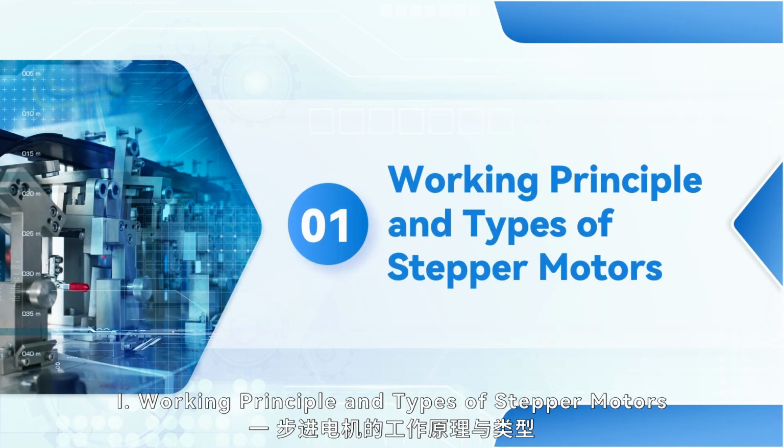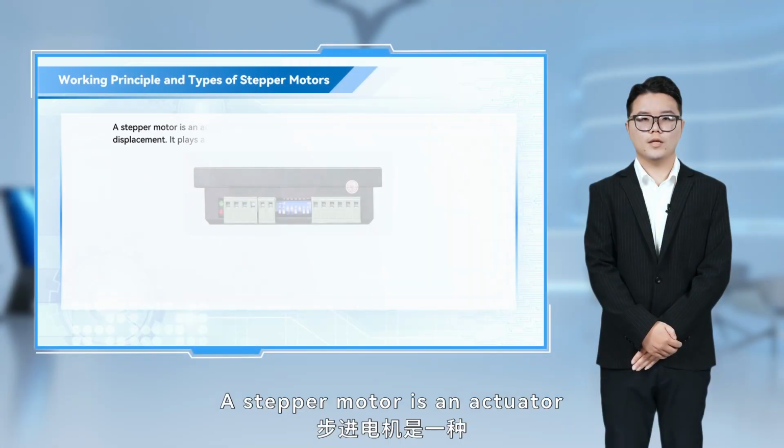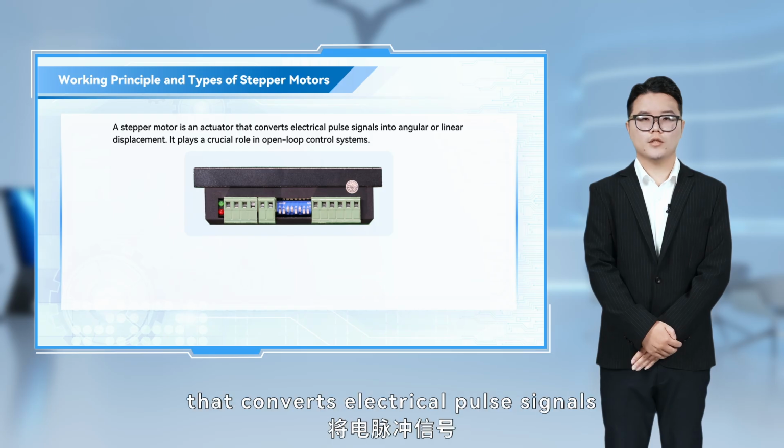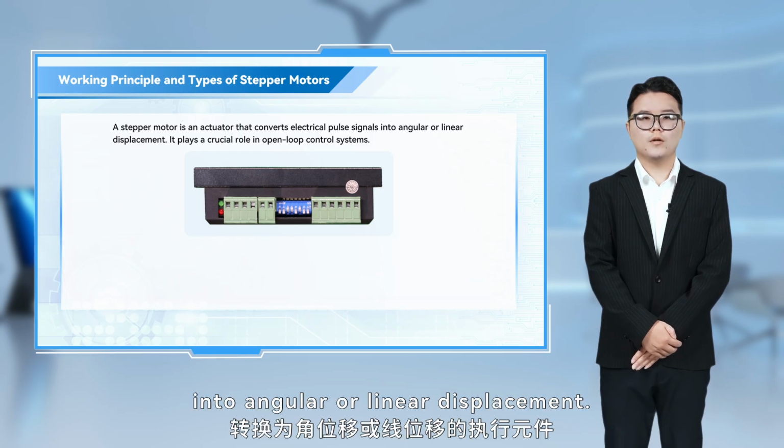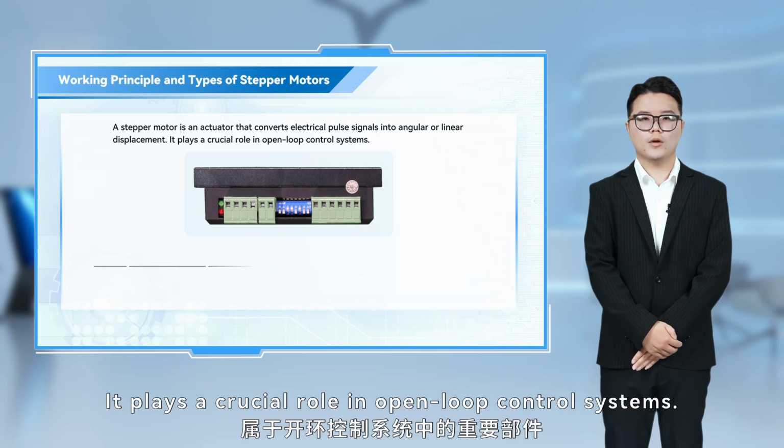Number 1. Working principle and types of stepper motors. A stepper motor is an actuator that converts electrical pulse signals into angular or linear displacement. It plays a crucial role in open-loop control systems.